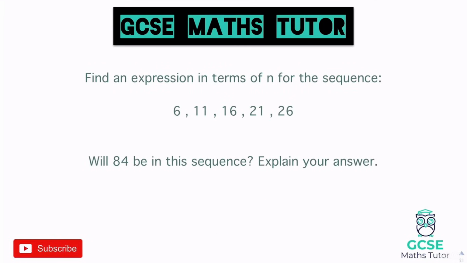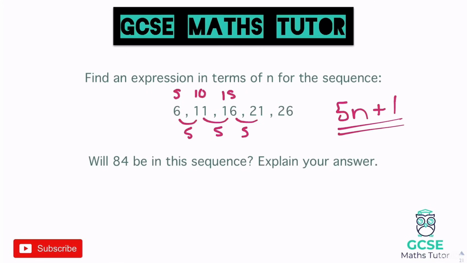Here's another one. Find an expression in terms of n for this sequence, and then will 84 be in this sequence? Explain your answer. Let's have a look. It's going up in 5s, so our expression for the 5 times table is 5n, but this is not the 5 times table because the 5 times table goes 5, 10, 15, etc. So 6 is 1 bigger, 11 is 1 bigger, so it's the 5 times table, but it's got 1 added on, so that's my nth term this time again.